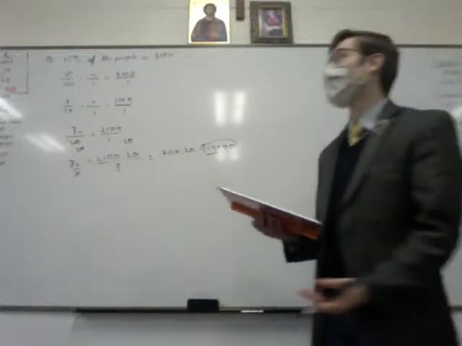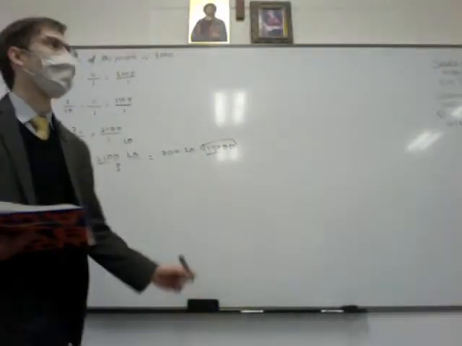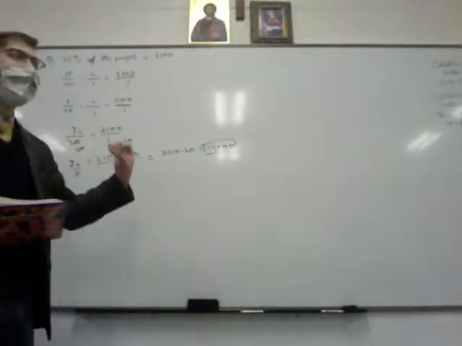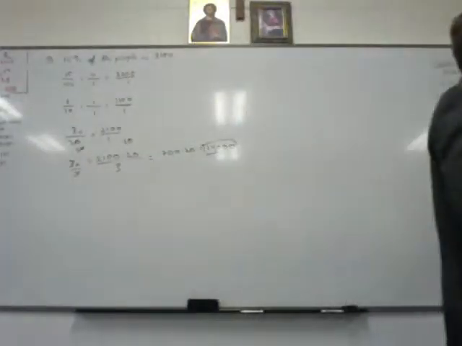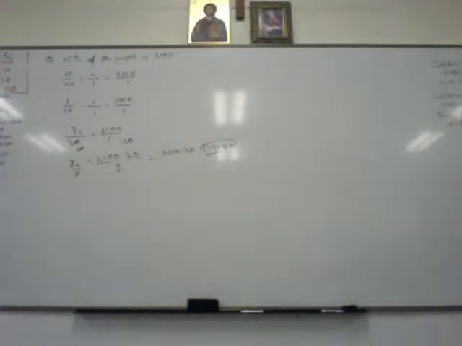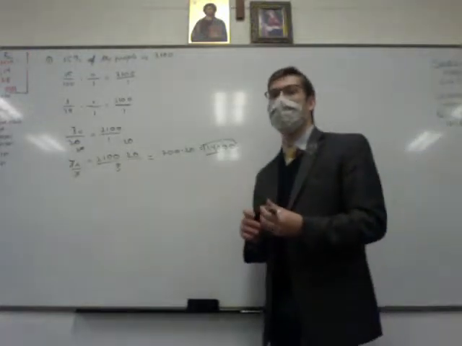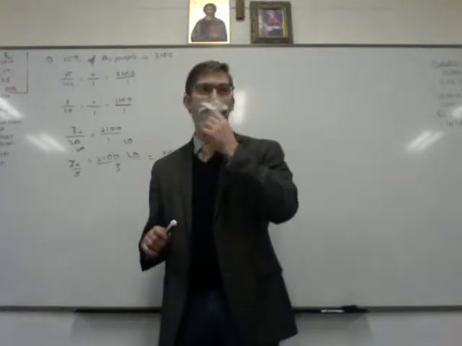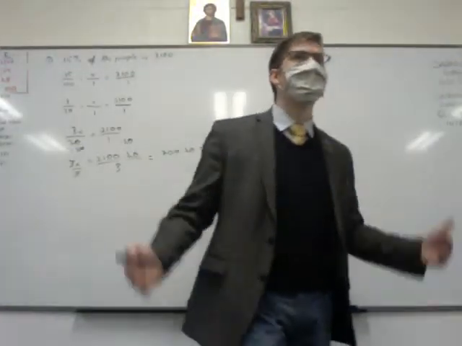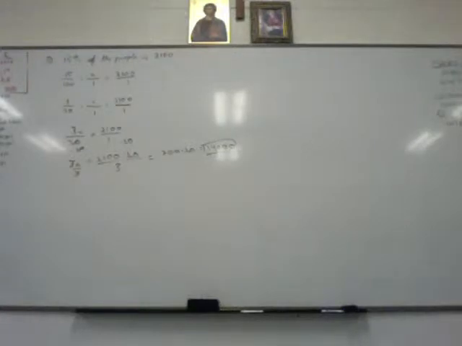The trick here is setting it up correctly. You need to think of a sentence like this in your head. 15% of the people is 2,100. We know 2,100 people voted, and we know that that's 15% of the population. But what we're looking for is the population. Whatever they're looking for, your answer, that's your variable. That's your mystery number. Yes?